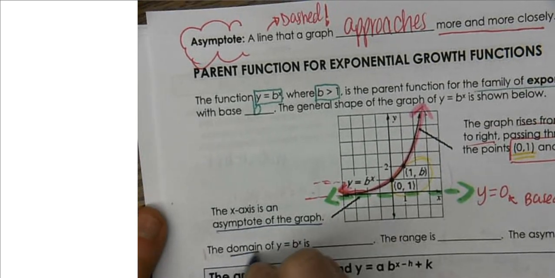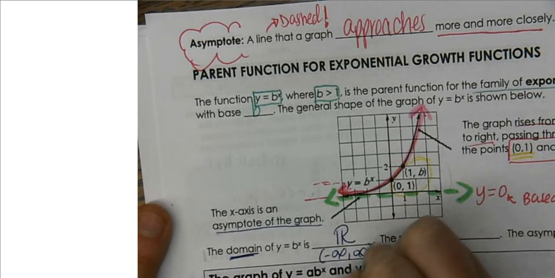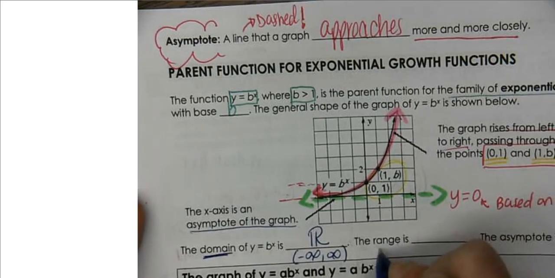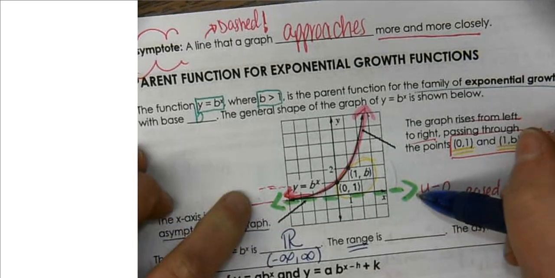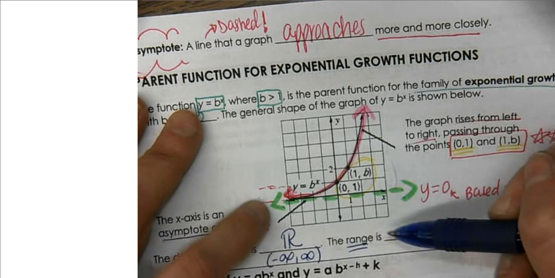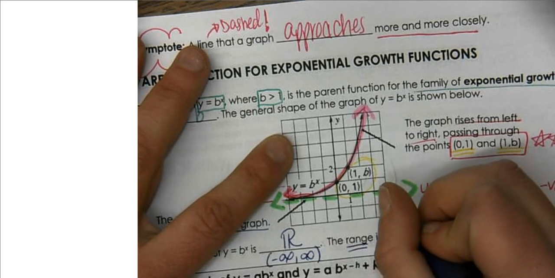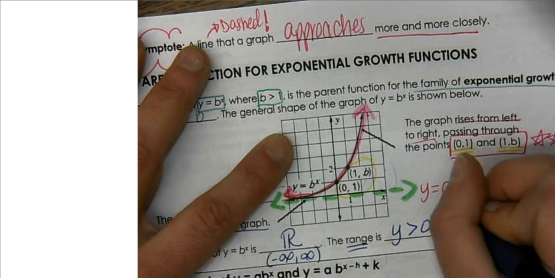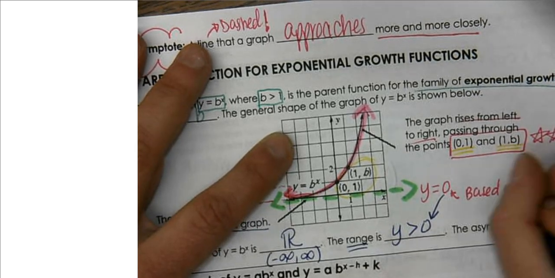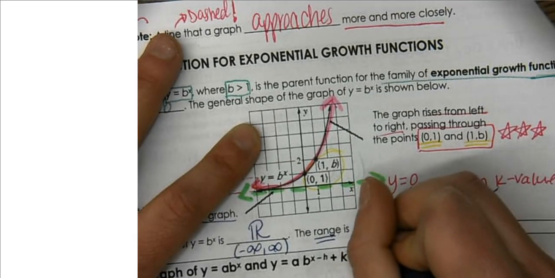Our domain is going to be all real numbers, and the reason why is because we have an arrow that is pointing to the left and an arrow that is pointing to the right, but the range actually has a restriction on it. This asymptote is a line that this function approaches but does not cross. Notice that our graph is above it, so therefore our range is going to be all values of y that are greater than 0, and our asymptote and our range value are always going to be the same, and this number is always going to be our k value. Likewise, you can also write this as 0 to infinity.